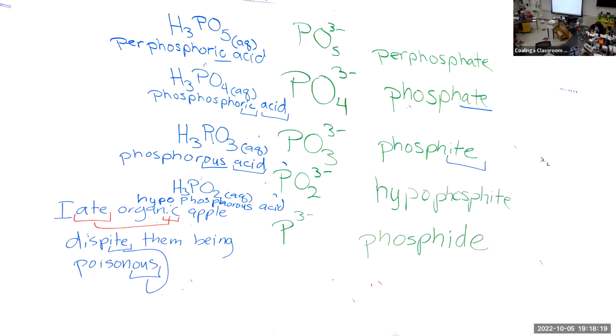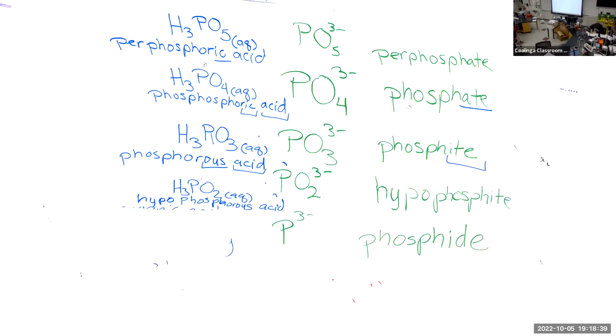So the last one, IDE. When it ends with IDE, we call it hydro. Let me erase this. Okay. But H3P, this would be hydrophosphoric acid. Okay.